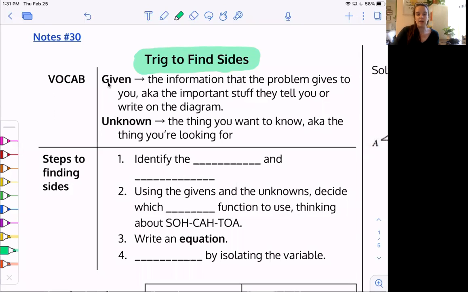So our vocab, if I use the word given, what I mean is the information that the problem gives us, right? So basically the important stuff they tell us or what the picture looks like. Okay, that's going to be our given information. And then our unknown is going to be the thing that we want to know. Those are going to be the two words that I use here.